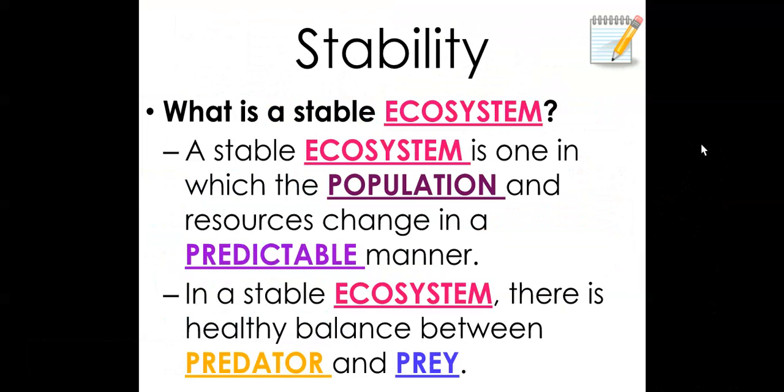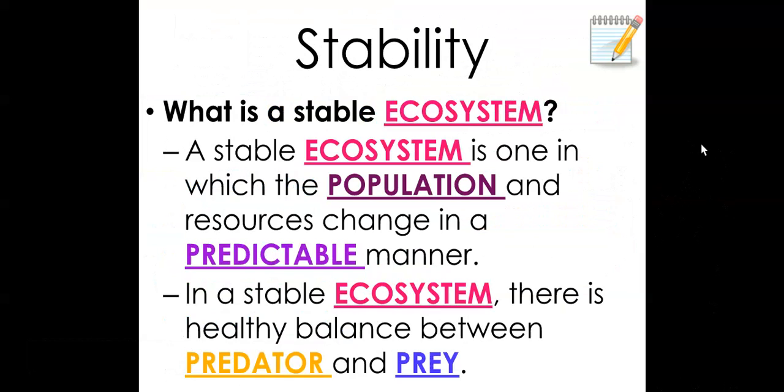Stability. What is a stable ecosystem? Well, a stable ecosystem is one in which the population and resources change in a predictable manner. It's not like an off the wall, oh, we have endangered species all of a sudden, or there's been a destruction of the habitat. It is changing in a predictable manner, which is the way it should be, okay?